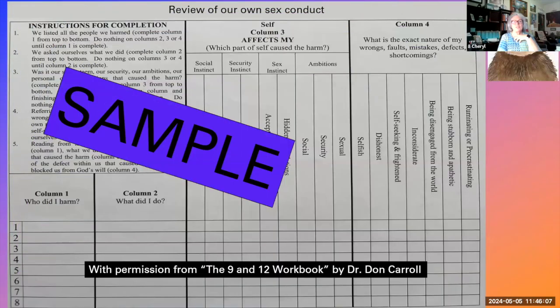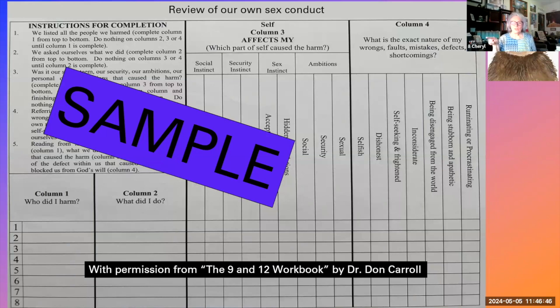All right, I'm going to talk about a new 4-step inventory that I found in my research, and I love this inventory. I'm hoping next week when everybody comes back to share that you can tell me, was this helpful? Was this cool? Because I think it's very cool. I reached out, and it's called the 9 and 12 workbook by a man named Dr. Don Carroll. I reached out to him and asked him for permission to make copies of it and use it. And he said, sure, go ahead. So anyway, I'm very excited about that.